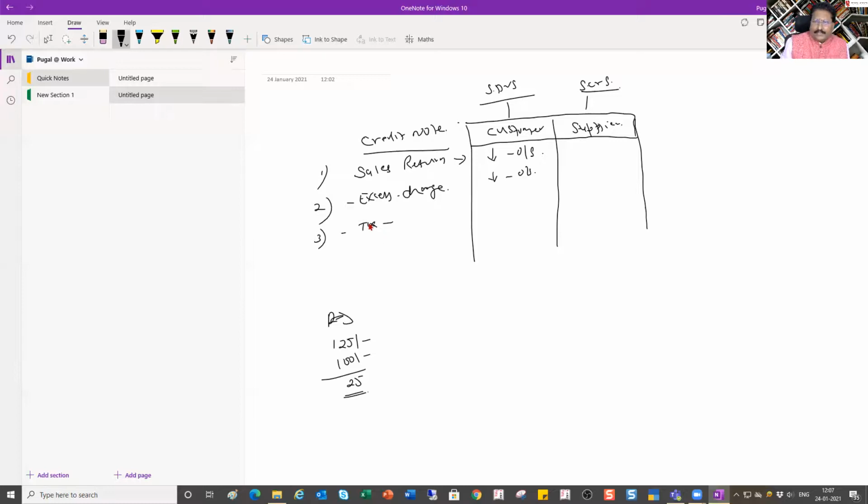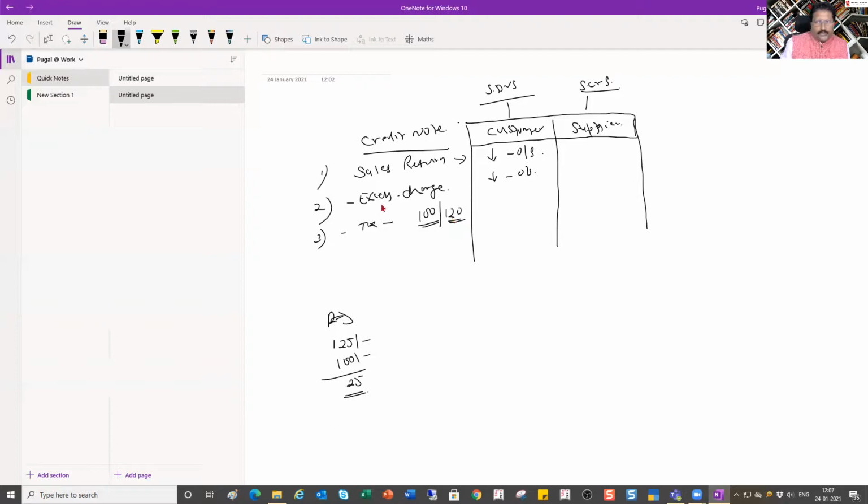For some reason, let us say that you were supposed to charge a tax amount of 100 rupees on the particular item that you have supplied, but by mistake you have charged 120 rupees. So now you have charged excess tax. The customer verifies it, comes back to you, and says, listen, you have charged me 20 rupees excess. Which means I have to reduce this 20 rupees from his outstanding.